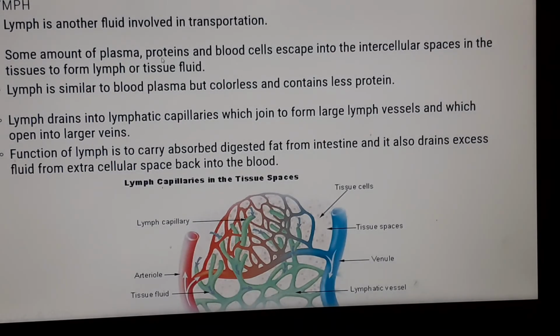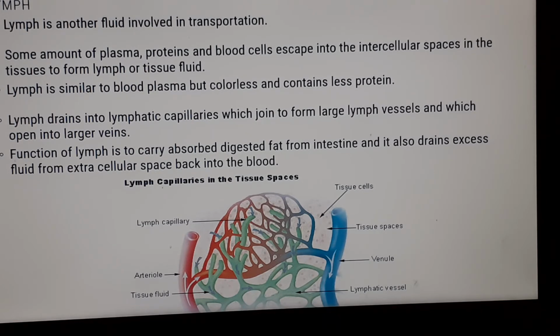Next one, lymph. What is lymph? Lymph is also a fluid. This is also important for transportation. What is that actually? Some amount of plasma, proteins and blood cells escape into the intercellular spaces in the tissues to form lymph or tissue fluid. Tissue fluid, how are we getting it? Between the cells, we have spaces. There we are getting, through the capillaries, some amount of liquids that leak over there.